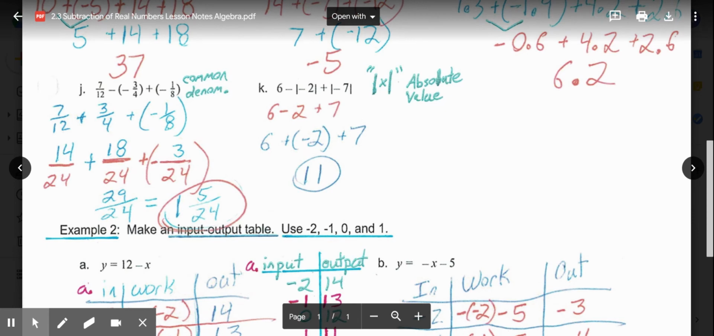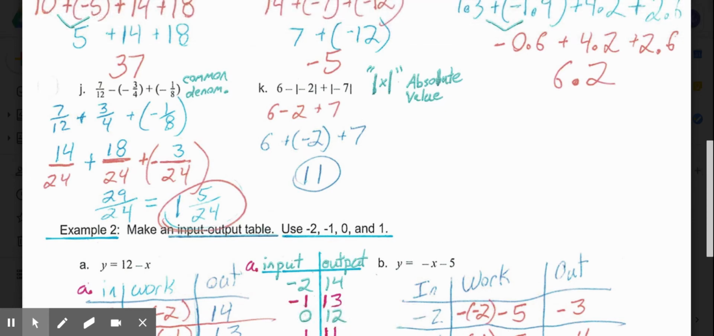And then in K, remember the vertical lines around a number means the absolute value, or how far from 0. So that always gives us a positive number. So we have 6 minus the absolute value of -2 plus the absolute value of -7. So I'm going to apply my absolute values first. So this becomes 6 minus a 2, because the absolute value of -2 is just a positive 2, plus the absolute value of -7 is 7.